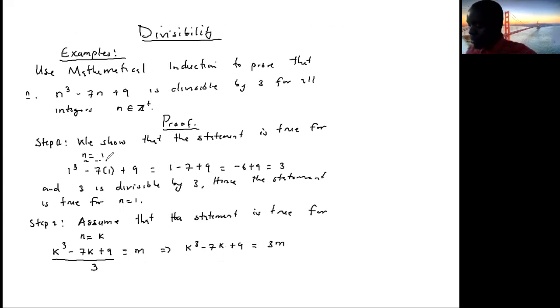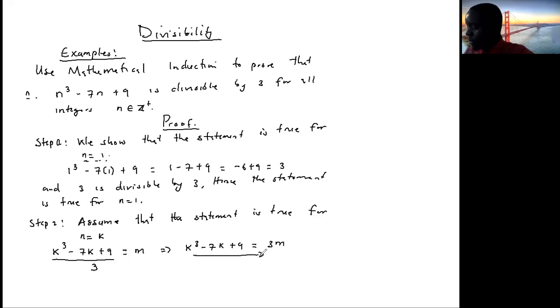Then the next one, step 2, just make an assumption that if we replace n is equal to k, then you are going to get something that is divisible by 3. Now, to show a statement that explains that k to the power 3 minus 7k plus 9 is divisible by 3, we divide it by 3 and we must get an integer or a whole number, which is m. Suppose we have m. You can put anything here. You can put p, you can put y, anything. You can put x.